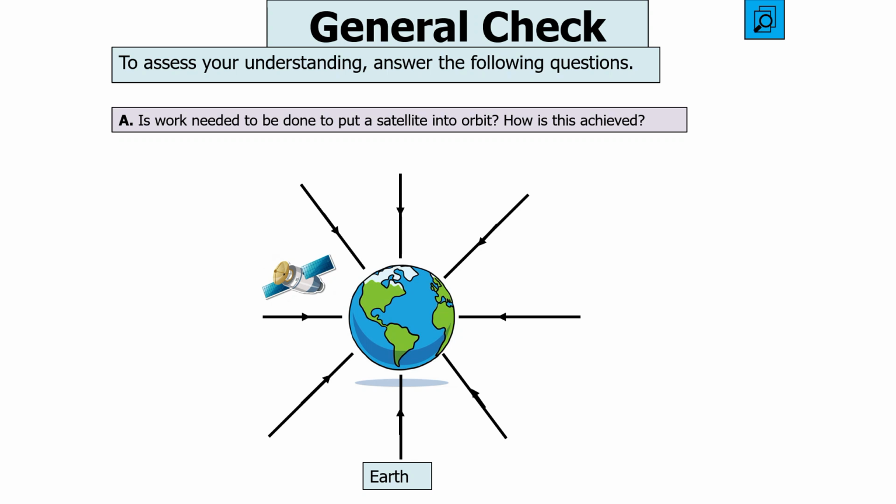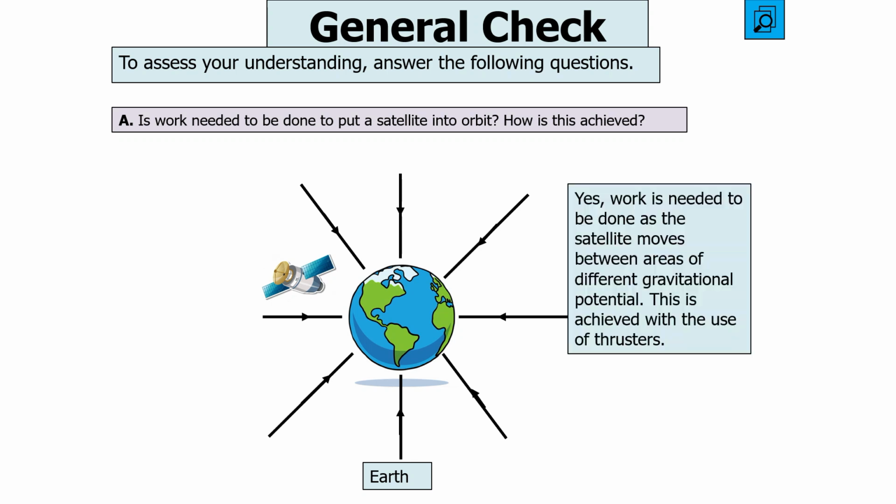Is work needed to be done to put a satellite into orbit? How is this achieved? Yes, work is needed to be done as the satellite is moving between areas of different gravitational potential to do this. This is achieved with the use of thrusters.